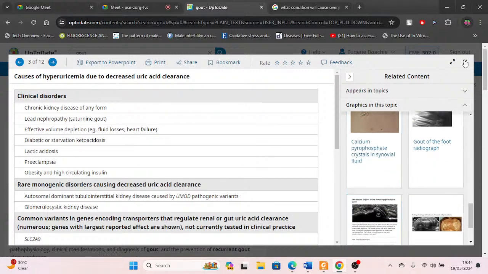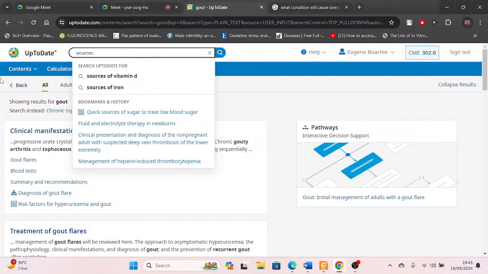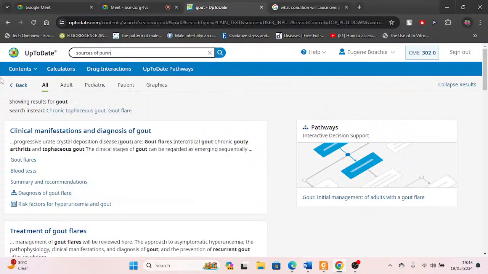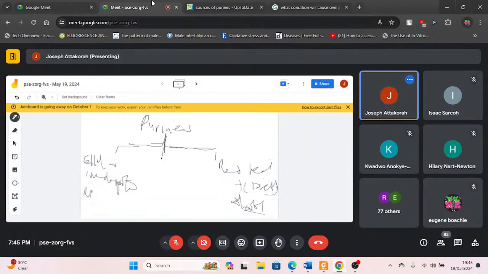Where again can you get purines? Purines can also be obtained from cellular nucleoproteins. So breakdown of cellular proteins, like we have DNA and RNA, cellular nucleoproteins, and purines can also be obtained from the purine nucleotides.